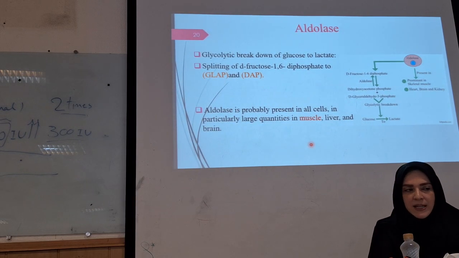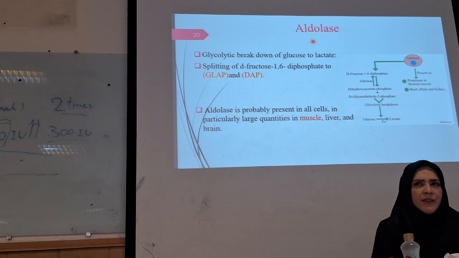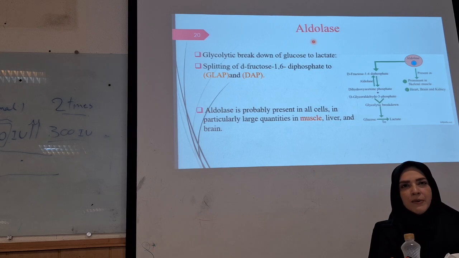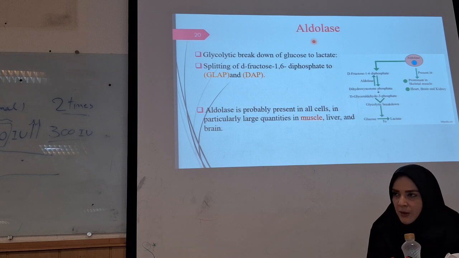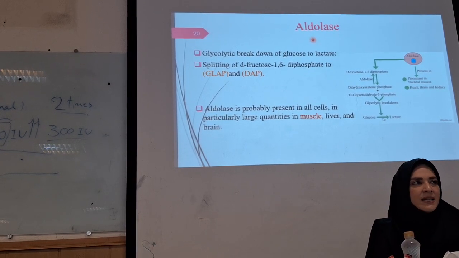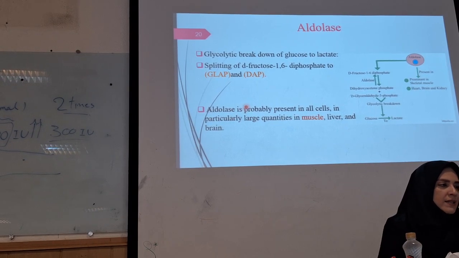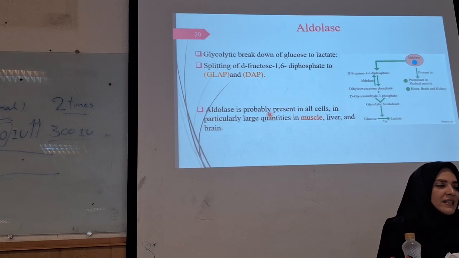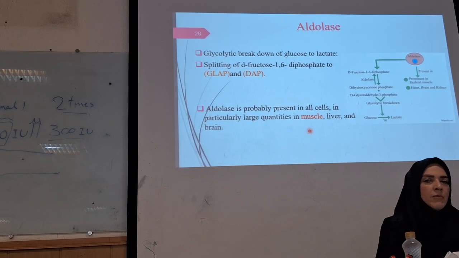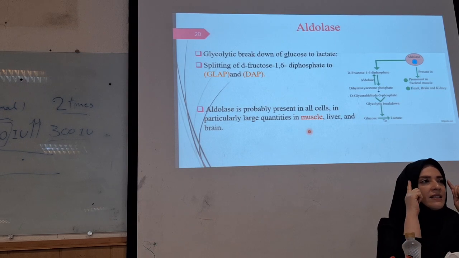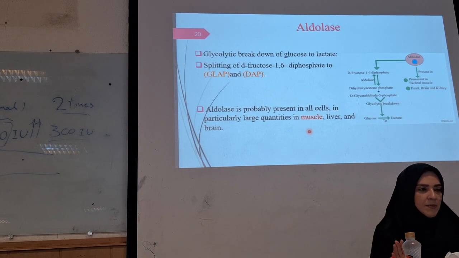Another muscle-specific enzyme is aldolase, and I think you have carbohydrate metabolism. Where can we find this enzyme? Glycolysis. Excellent. During glycolysis, we have this enzyme. I don't want to focus on the function of this enzyme. You should just know that this enzyme is present especially in muscle. About aldolase, you should just know that this is a muscle-specific enzyme.